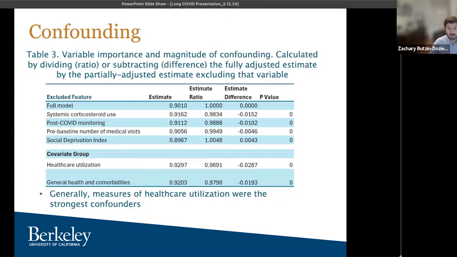So here we have our full, fully adjusted model, and then we compared that to the estimate if we excluded, first one by one, each adjustment covariate, and then entire groups of covariates to get a better idea of how a whole category of covariates might be influencing these estimates. And in general, we found that measures of healthcare utilization were the strongest confounders, which again is very similar to our main findings of our first prediction analysis. And here at the bottom are the groups of covariates, where we grouped together healthcare utilization factors and then general health and comorbidity factors.